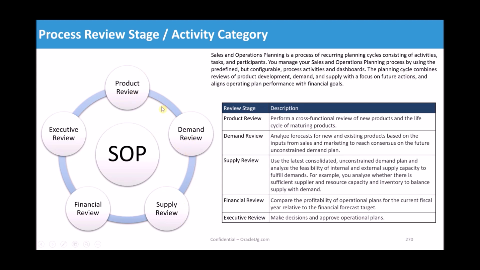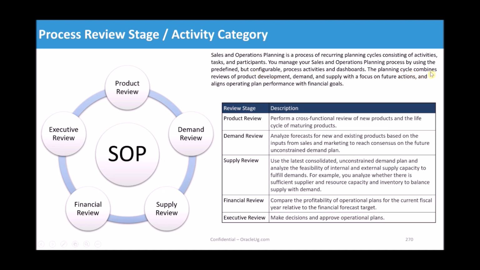And you assign the name of each of those individuals who are responsible for completing a specific activity and specific task. The key point to understand over here is that Oracle comes with all these five stages, five activity categories. However, as per your business requirement, you can modify them. These are fixed, but these are also configurable. You can configure as per your business requirement.